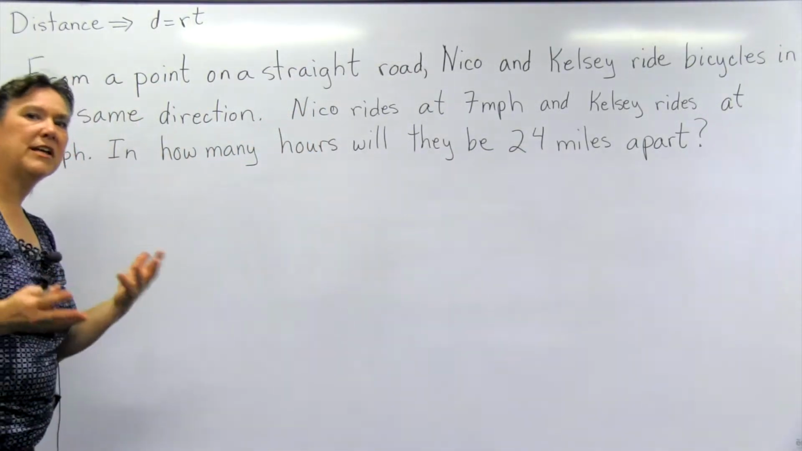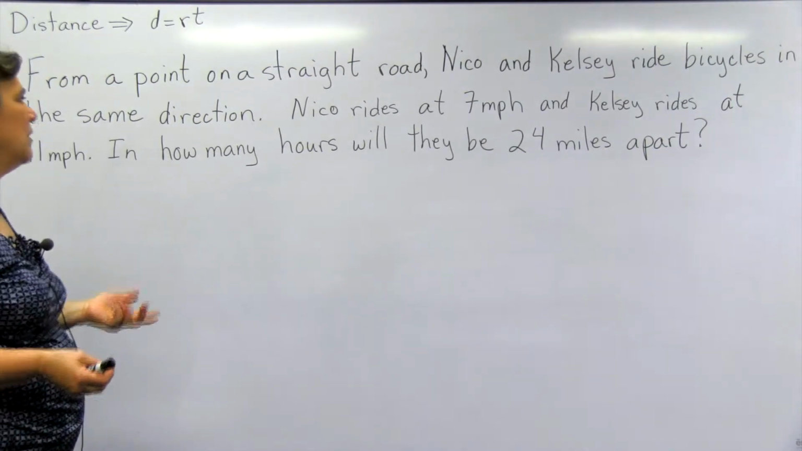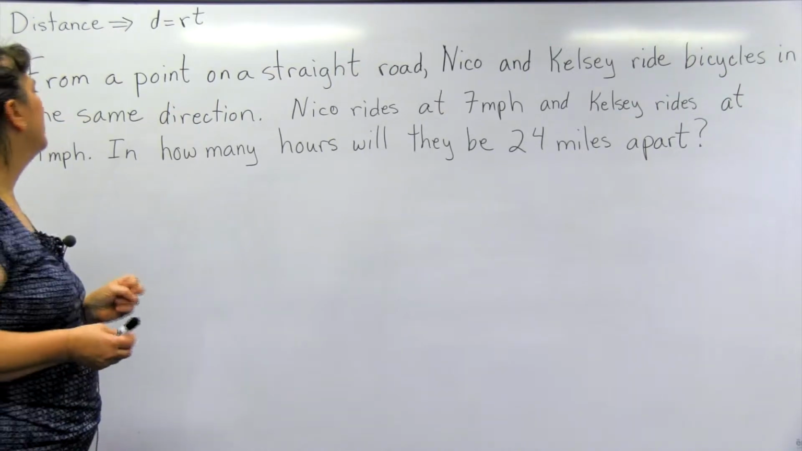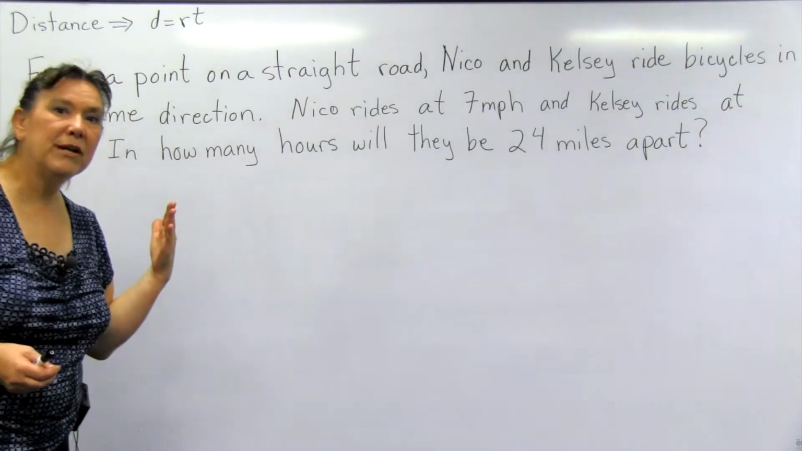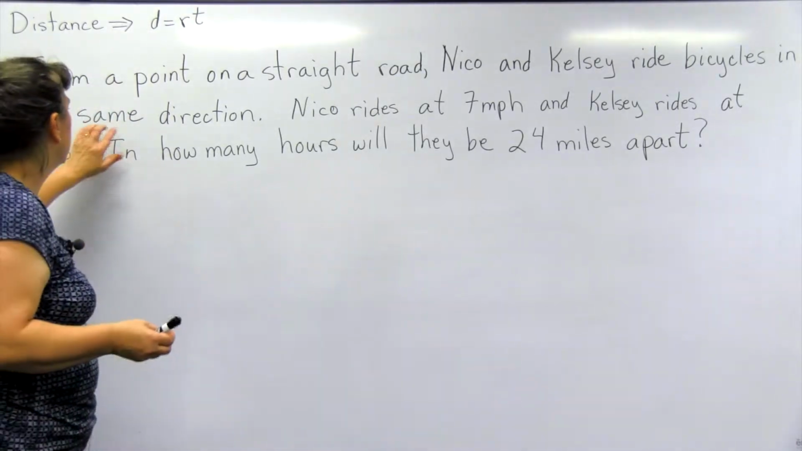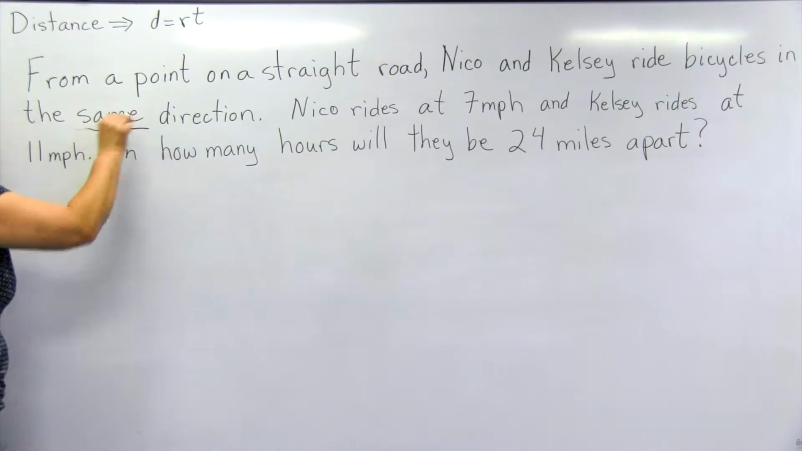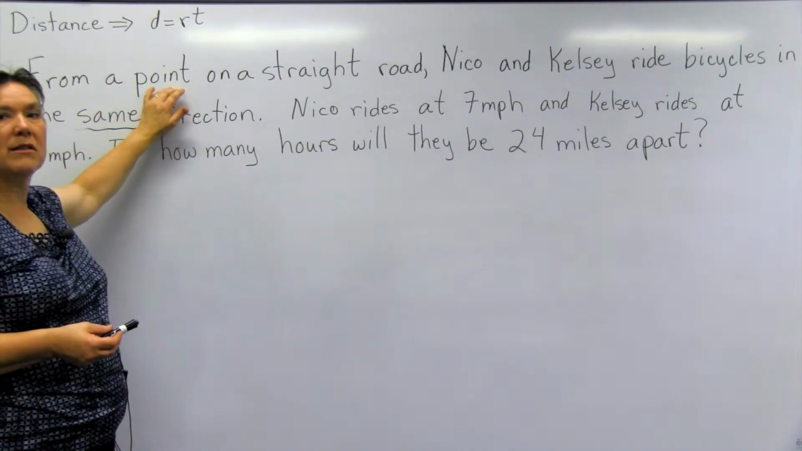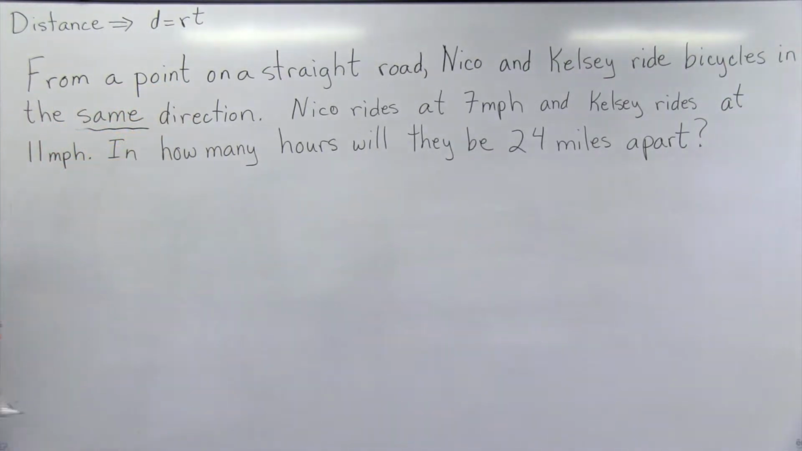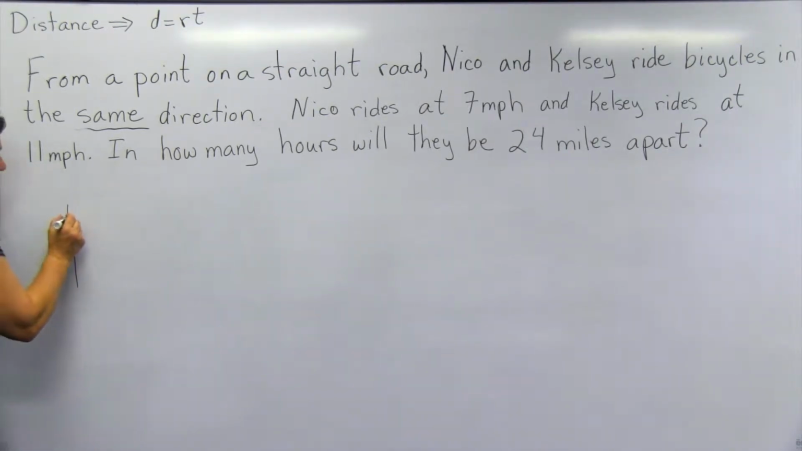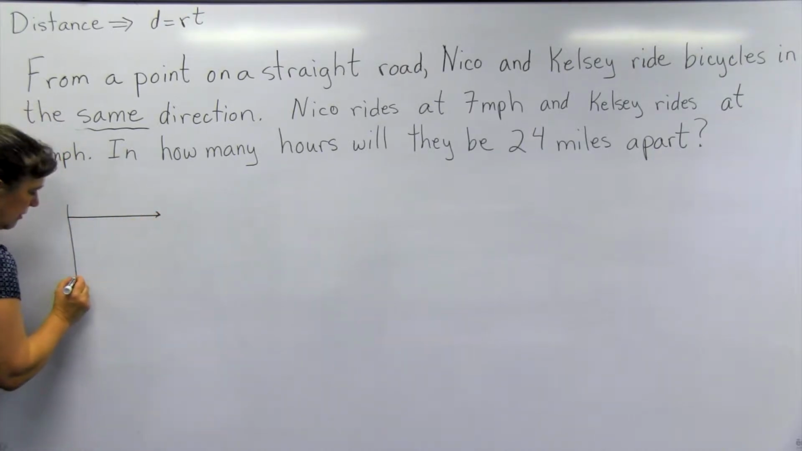So let's do some identification. What's happening on this problem? Well, we've got two people, right? Yep, Nico and Kelsey, that's it. And they're going in what direction? Same direction, different directions? Yes, they're going in the same direction. Real important. And what happened too? It says that they started from a point on the straight road. So that means they're starting from the same point and they're going in the same direction.